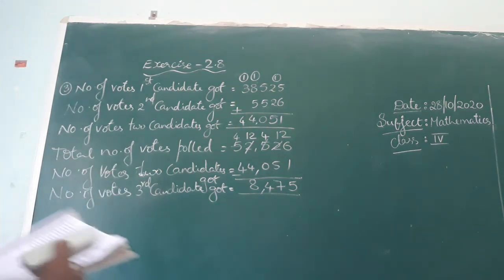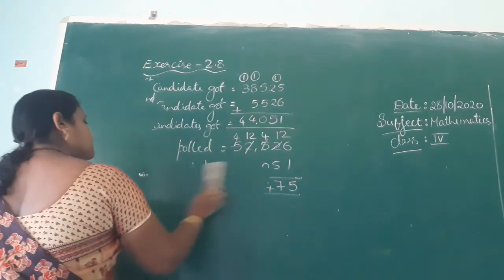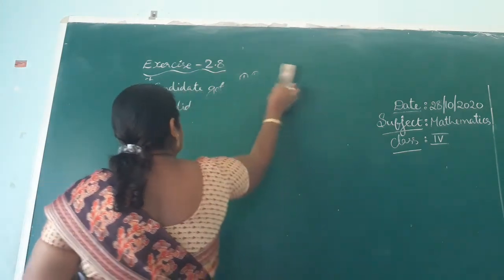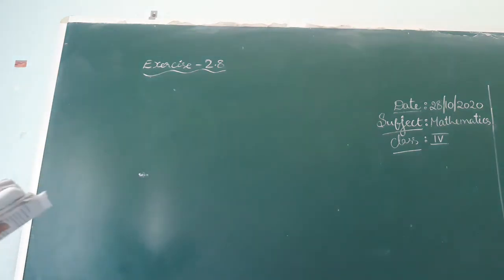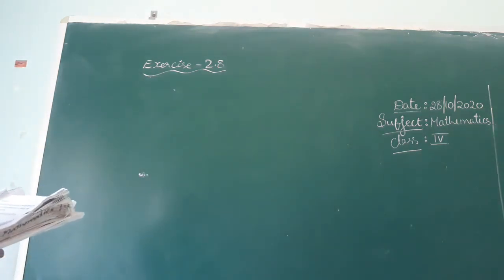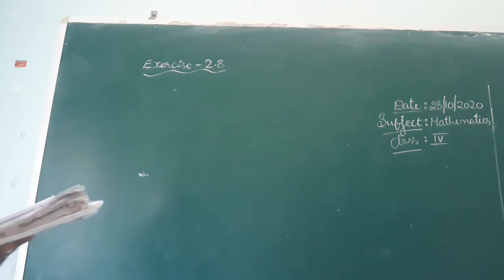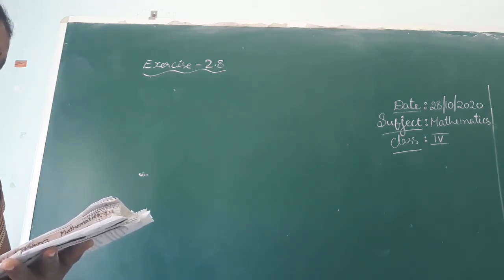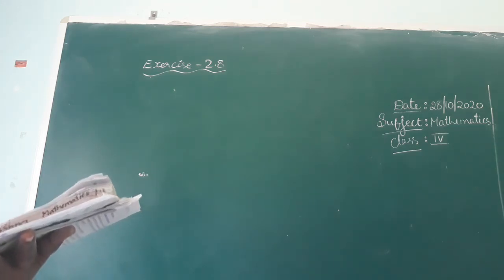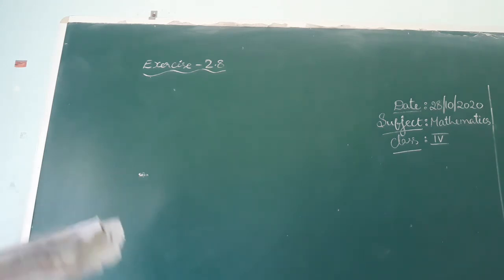See, the fourth one. A petrol pump had 98,000 liters of petrol. Of that, 5,655 liters of petrol was sold on the first day. On the second day, 15,666 liters, and on the third day, 38,565 liters were sold. How much was left after the third day? That means how much was left in that pump?